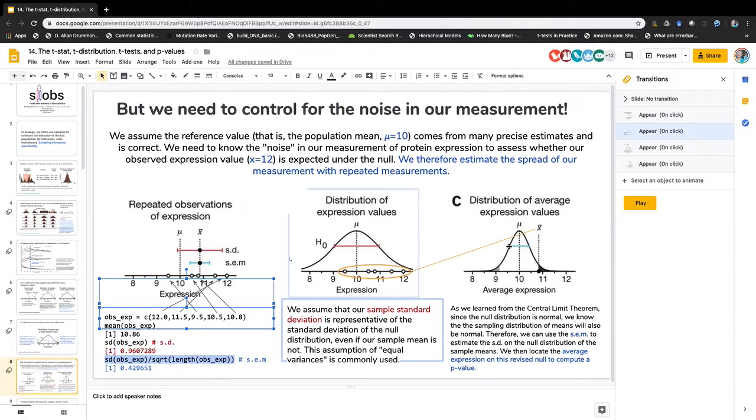Yeah? So the standard deviation gives you a better idea of the spread of the data, whereas this gives you a better idea of the accuracy. Because here we're comparing means, right? And the standard error of the mean, if you remember, is a measurement of how precise our mean calculation is. And that's what we ultimately end up comparing.